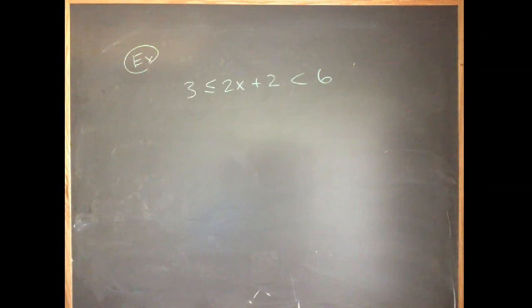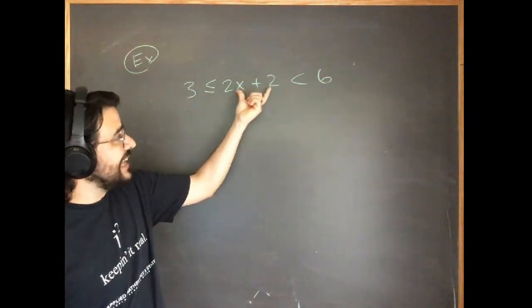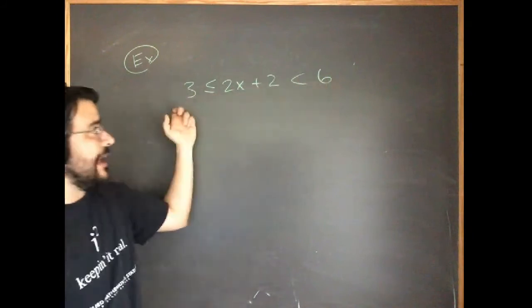Okay, Alan's saying -2. Angelique's saying subtract the 2. Yeah, we want to get the 2x on its own, so we want to get rid of this 2. But if we do it to the center, we've got to do it to the right and to the left.